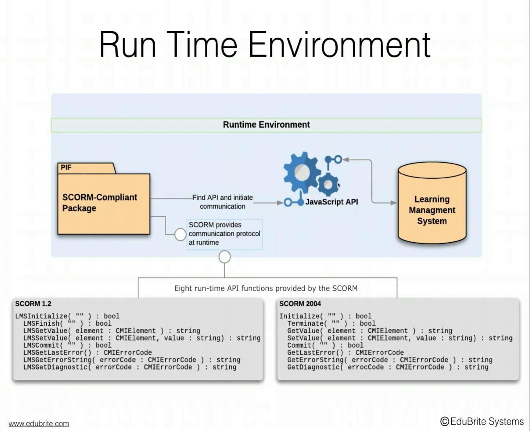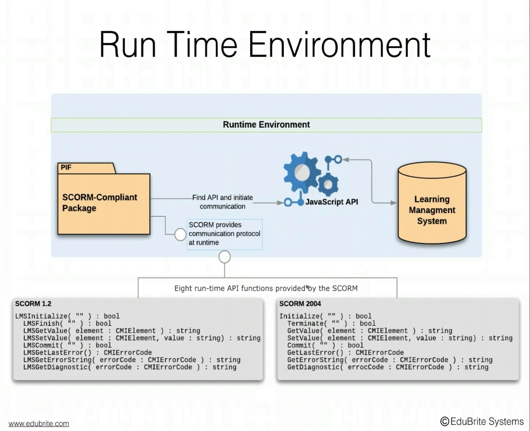And then once the SCO has found the runtime API, it can use it to inform the LMS of communication states, such as initialized and terminated between a content object and the LMS, and then retrieve and store data, such as score, time limits, etc., between the LMS and the SCO.